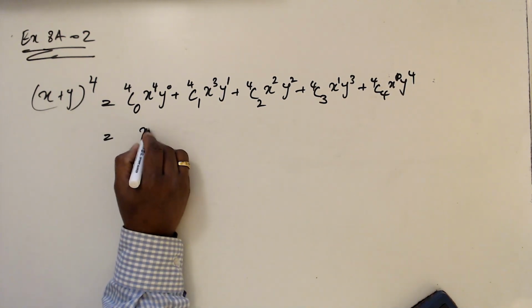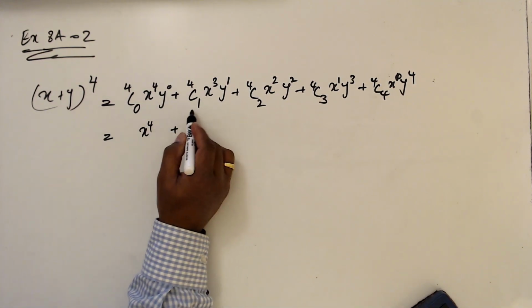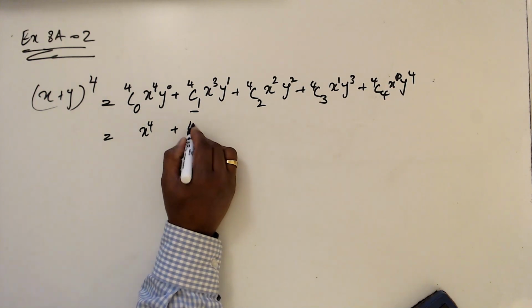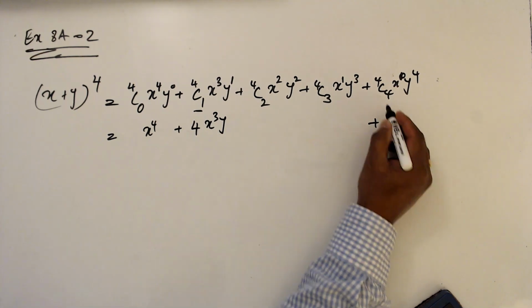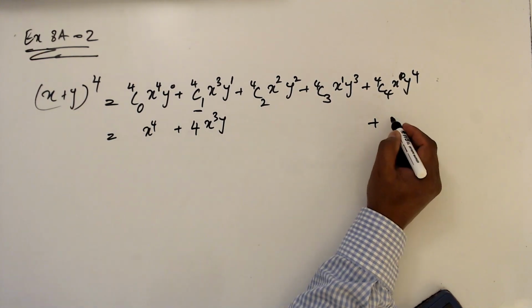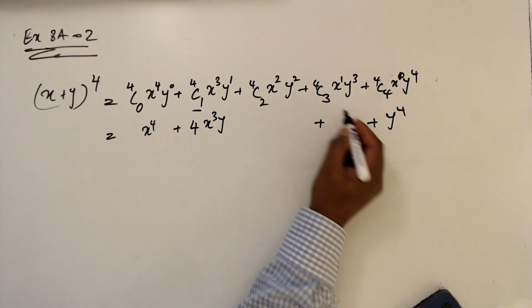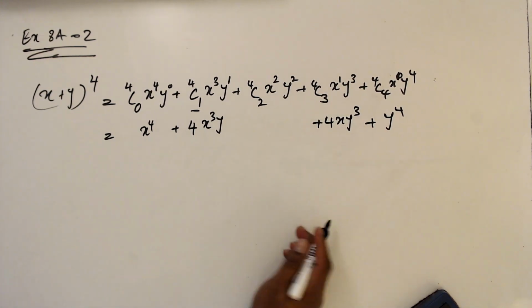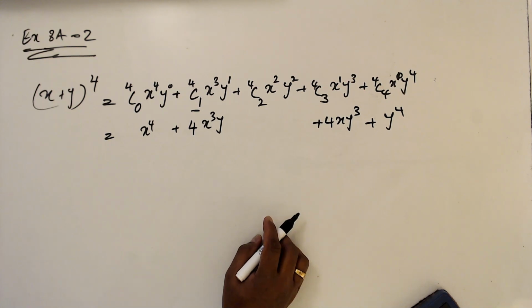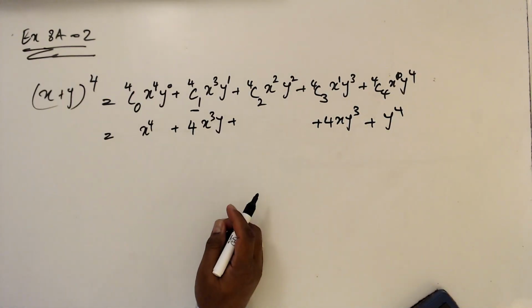Always the first one is 1, and y^0 as it is. The second coefficient is matched with this number, 4x^3 y. And the last one is always 1, so this is going to be y^4. And this one is going to be again 4xy^3. Now how many are missing? The middle one is missing. We want to find the coefficient of this middle.